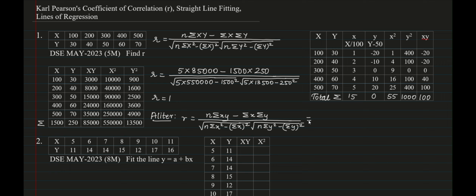Let's substitute the values. 5 into summation of xy, that is 100, minus summation x 15, summation y 0, whole upon square root of 5 into summation x square is 55 minus 15 square into square root of 5 into summation y square is 1000 minus summation y 0 to 0 square. Now let's enter this into the calculator and find the value of R.